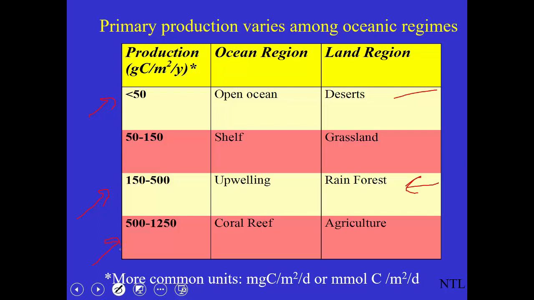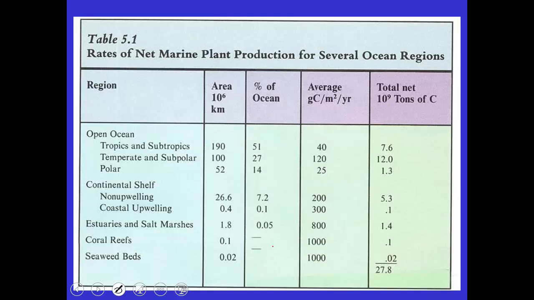Coral reefs are the exceptional place. We've alluded to this already. They are in waters of really low nutrient concentration, so it doesn't follow this pattern at all. And we'll talk later about why they can be so productive. The units here are given in grams of carbon per meter squared per year. More common units are, as you can see there, milligrams of carbon per meter squared per day, or sometimes millimoles of carbon per meter squared per day.